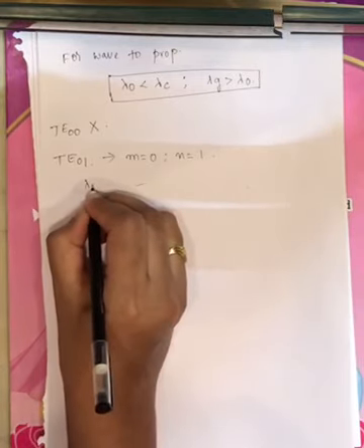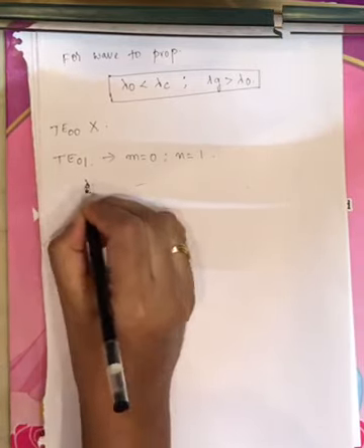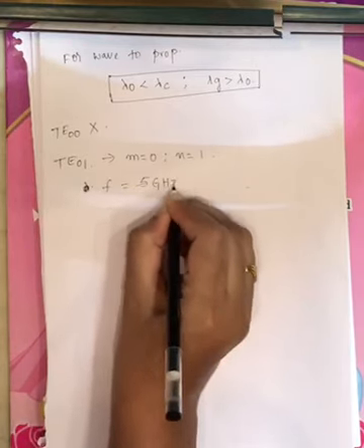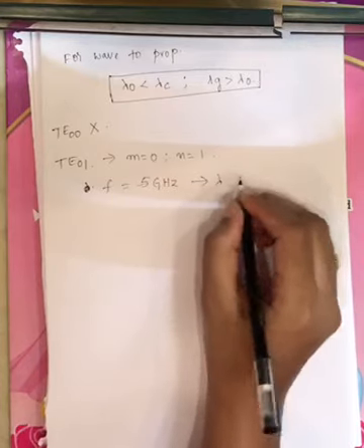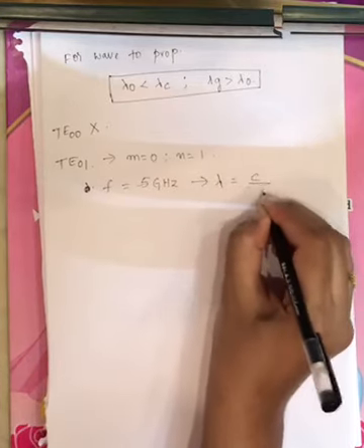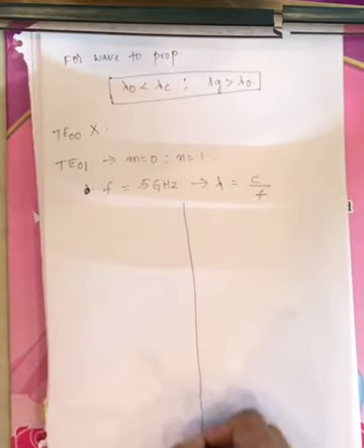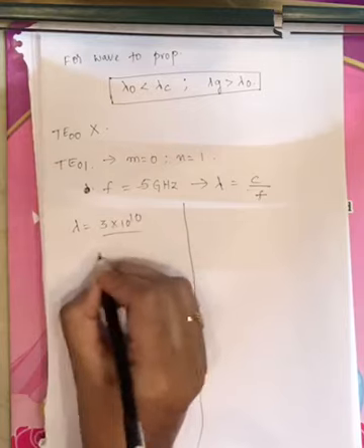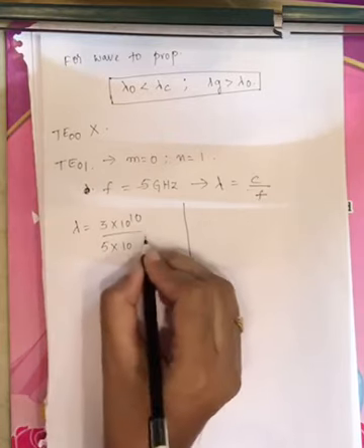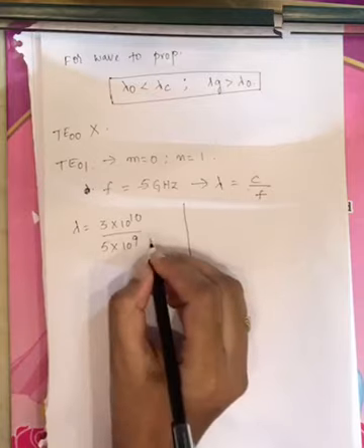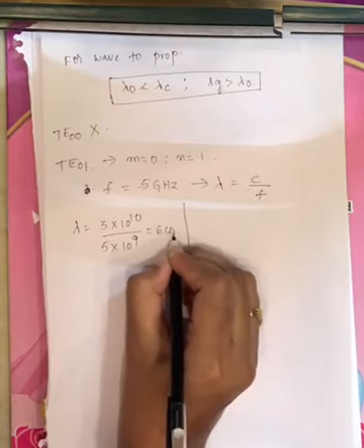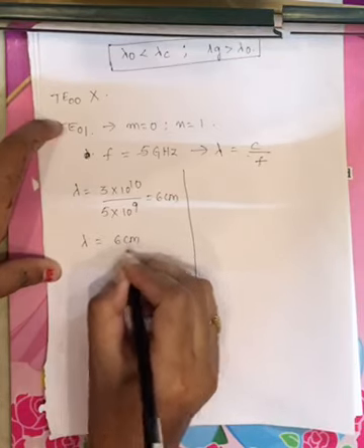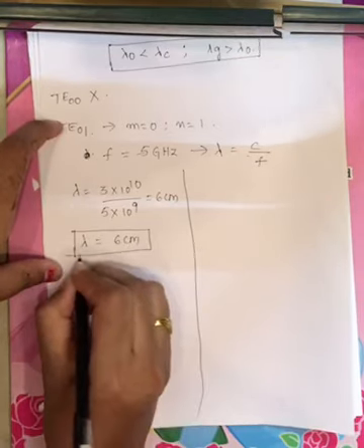Now lambda naught. See, frequency is given, right? What is the given frequency? 5 gigahertz. Now from this you can calculate lambda naught, the free space wavelength, that is c by f. Now substitute: lambda equals 3 into 10 power 10 centimeter per second divided by 5 into 10 power 9, 5 gigahertz. Here you will get 6 centimeters. Free space wavelength lambda naught is 6 centimeters, right?